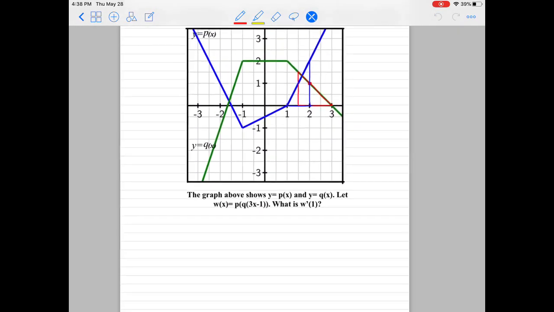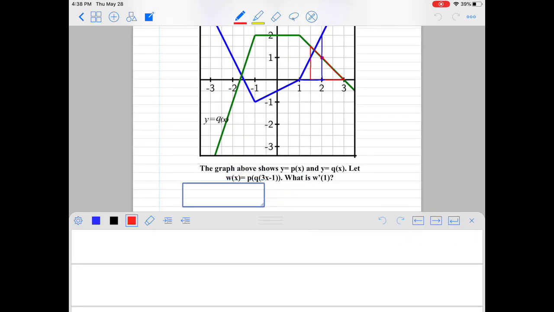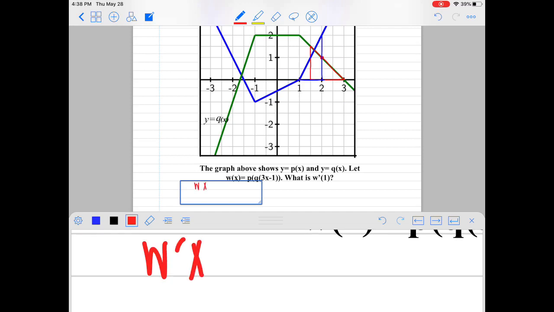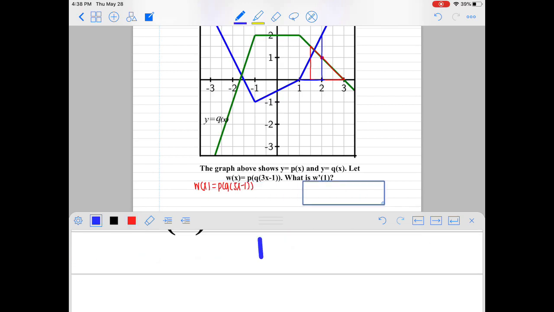So this is another example using a graph. And as you can see here, we are going to be applying the chain rule multiple times, and the function given is w of x equals p of q of 3x minus 1.